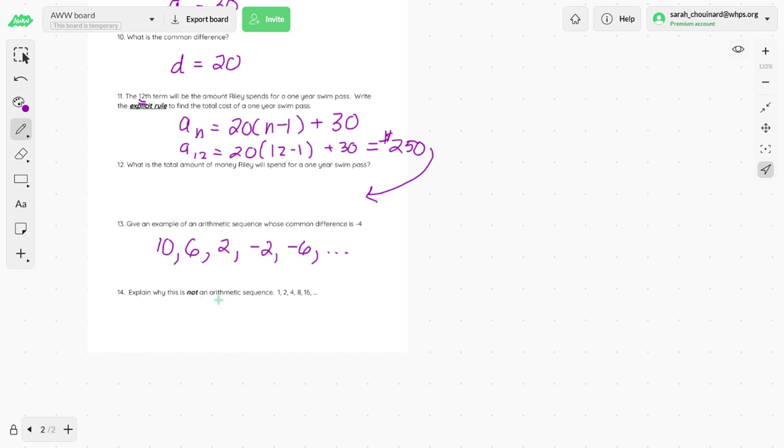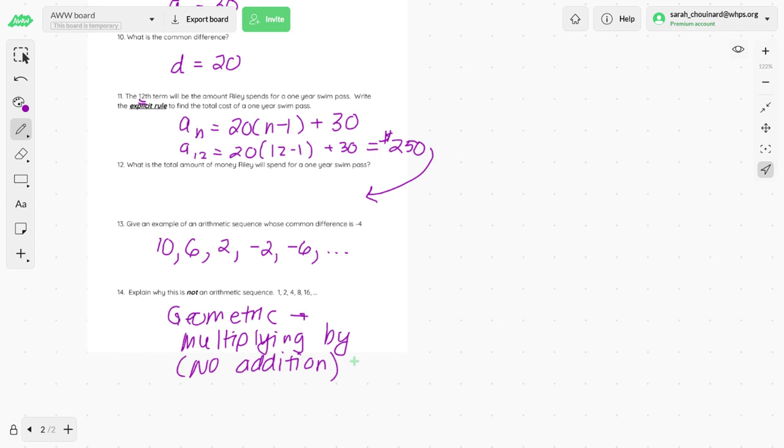And the last one's not arithmetic because we're not adding a common value. This one's actually going to be geometric, which we're going to talk about in our next lesson, because it's multiplying by 2, and there's no addition. To be arithmetic, there has to be addition or subtraction, which this problem doesn't have.